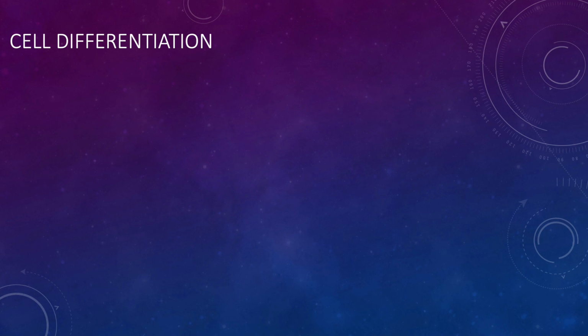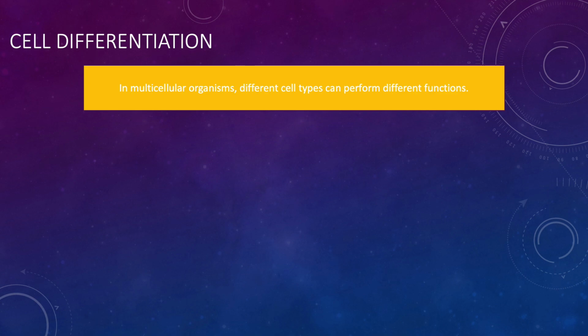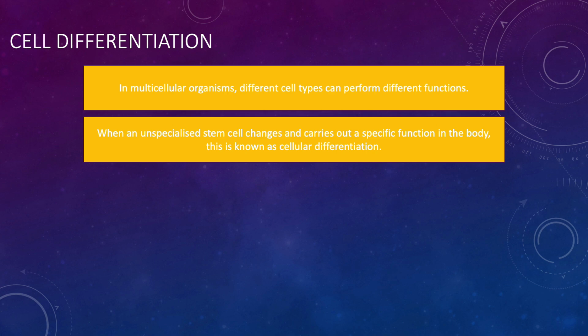Okay, so now looking at cellular differentiation. So in multicellular organisms, different cell types can perform different functions, and this occurs as a result of cells differentiating into various different types of cells. So when an unspecialized stem cell, which we'll explore later on in this video, changes and carries out a specific function of the body, this is known as cellular differentiation.